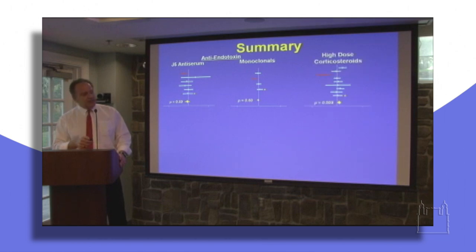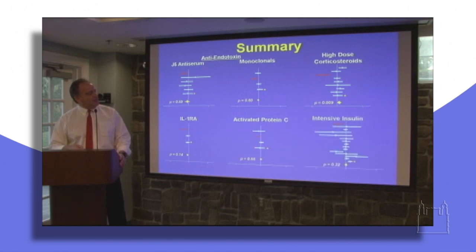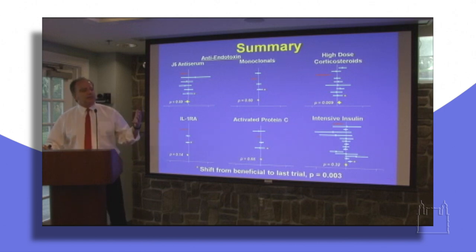High-dose steroids, we discussed that already. Initial trials showed benefit; subsequent trials couldn't reproduce this effect and actually showed harm. IL-1RA, the same thing. Initial trials showed benefit, couldn't be reproduced. Activated protein C, another therapy with anti-inflammatory effects. Initial trials showed benefit; subsequent trials couldn't reproduce this effect. This was also published in the New England Journal, as was this treatment, and it showed benefit. Subsequent trials couldn't reproduce it. There's a highly statistically significant shift from the beneficial trial to the last trial that was done. P-value 0.03, showing initial trials showed benefit that subsequent trials couldn't reproduce.